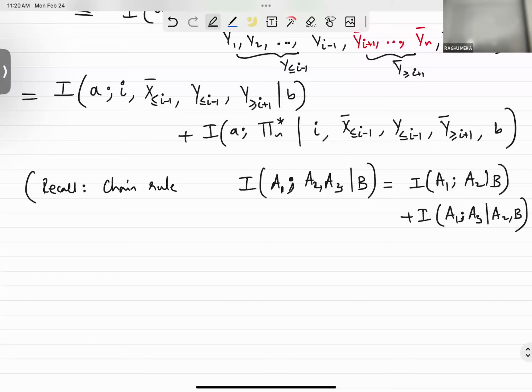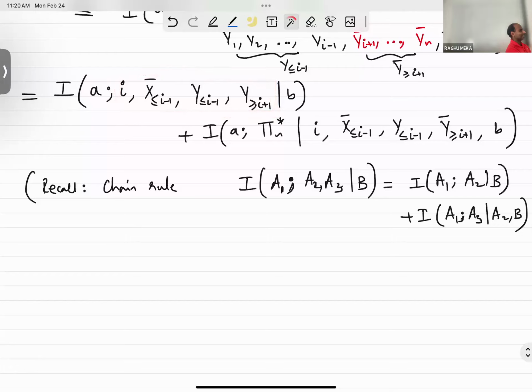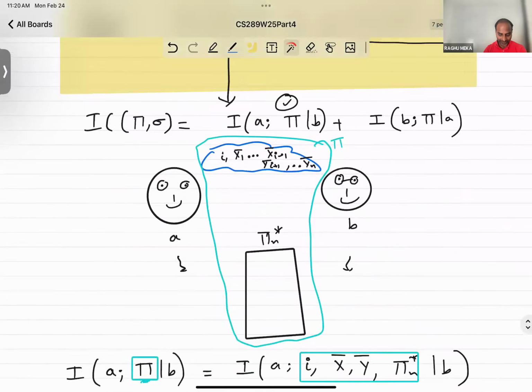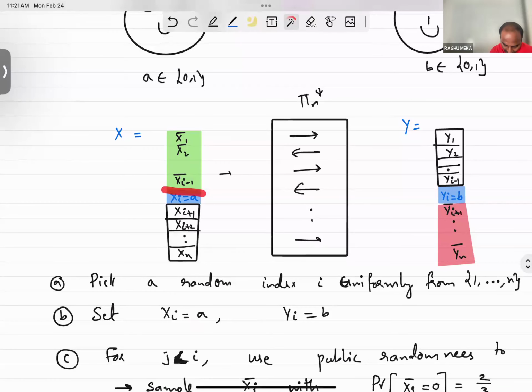All right. So now tell me about the first part. What's the mutual information between A and these things? My claim is that we know exactly what it is. Let's go back to the picture. How we generated this, right? So we are looking at the mutual information between A and this, this, and this. Basically A and everything else conditioned on B. So what can you tell me about this mutual information?